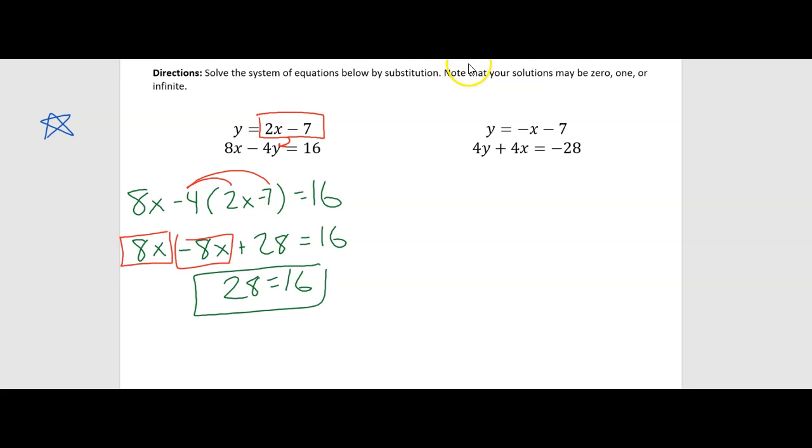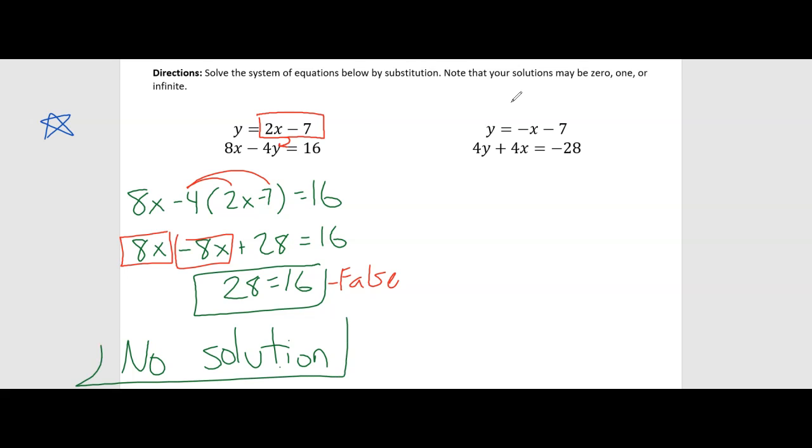Well, this is false. There is no way that 28 will ever be equal to 16. So we can stop and automatically say no solution, and that's because we got an equation that was false, right? There's no x's left to solve for. We're left with 28 is equal to 16, which we know isn't true, so we can stop and say no solutions.